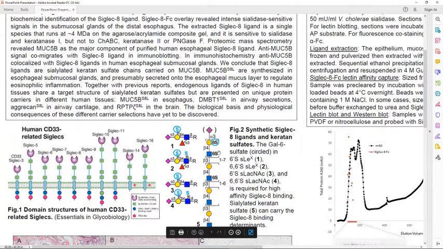Here I have a keratan sulfate structure, and as you can see, if keratan sulfate is alpha-2,3 sialylated and sulfated the right way, it may look very much the same as some of these synthetic Siglec-8 ligands.